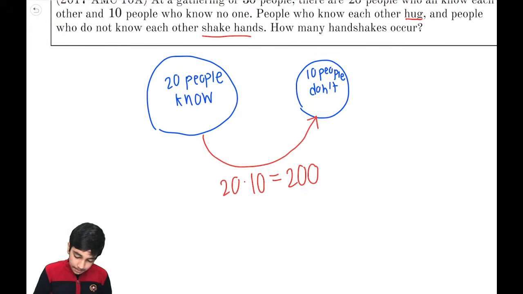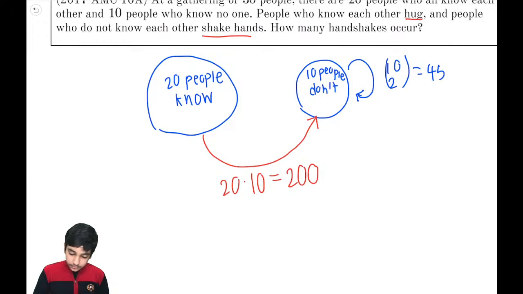Another way is that if we have 10 people who don't know each other, each of them shakes hands with each other. So we can add 10 choose 2 equals 45 ways. 45 ways for the 10 people who don't know each other. Each pair of the 10 people who don't know each other shake hands with each other. So we add 45 handshakes for a total of 200 plus 45, or 245 handshakes.